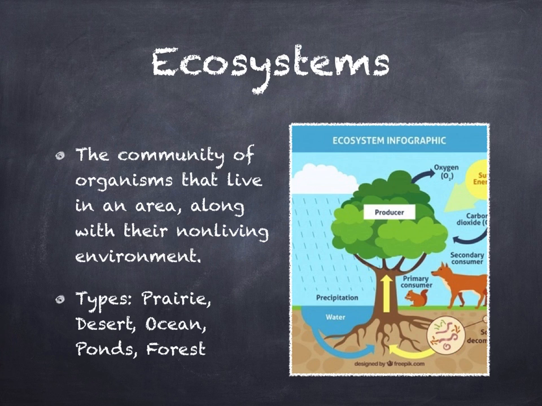Ecosystems. The community of organisms that live in a particular area along with their non-living environment make up an ecosystem. A prairie is just one of the many different types of ecosystems found on Earth. Other ecosystems are deserts, oceans, ponds, and forests. The smallest level of organization is a single organism, which belongs to a population that includes other members of its species. The population belongs to a community of different species. The community and abiotic factors together form an ecosystem.